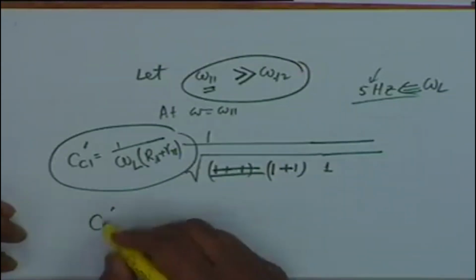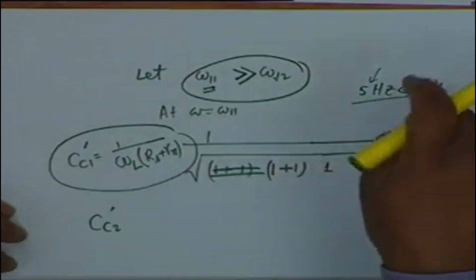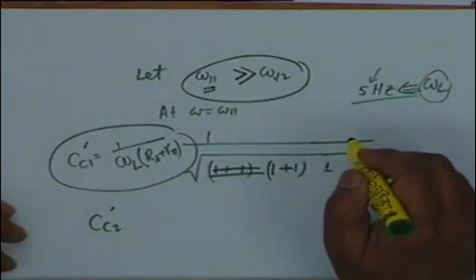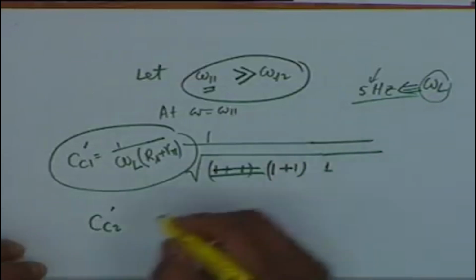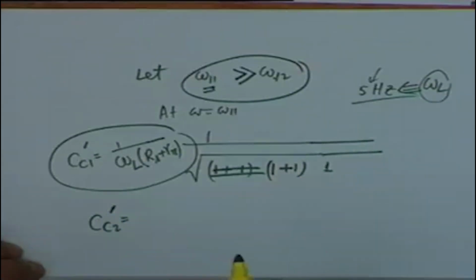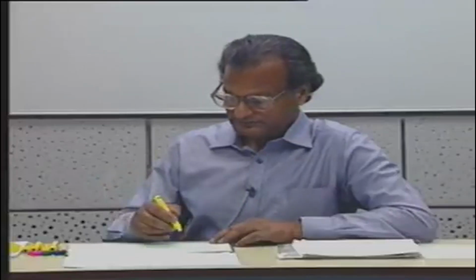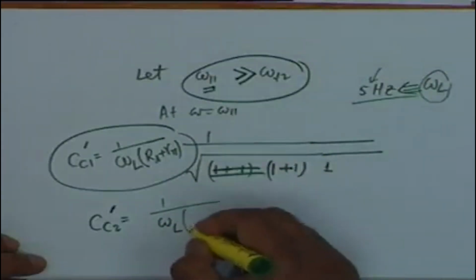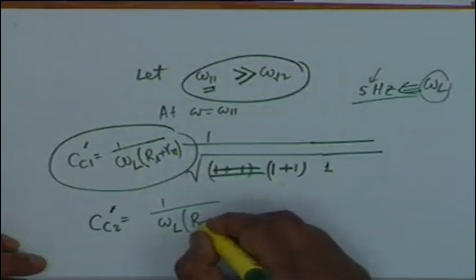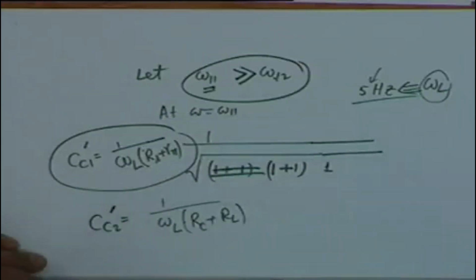Then you calculate the other capacitance, CC2 prime. Are you following the design process? Given the omega L specified, you calculate the necessary values of CC1 and CC2, each satisfying this value of omega L. How do you find CC2? Note, I am not putting CC2, I am putting CC2 prime, because the design values will be different. So CC2 prime I also calculate from the same omega L. What is the resistance, as I said? RC plus RL.